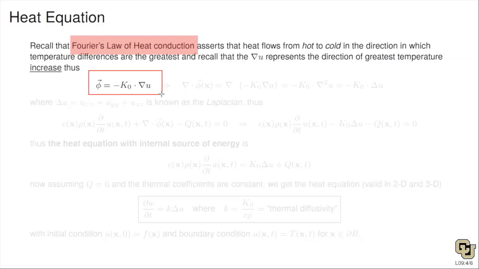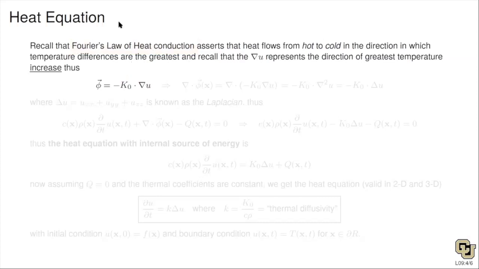So the heat flux direction is innately in the opposite direction of the gradient, just based on what the gradient is geometrically doing versus what the heat flux is physically doing. The gradient goes from smallest to largest, but the heat flux travels in the direction of highest temperature to lowest temperature. That's why there's a minus sign there.